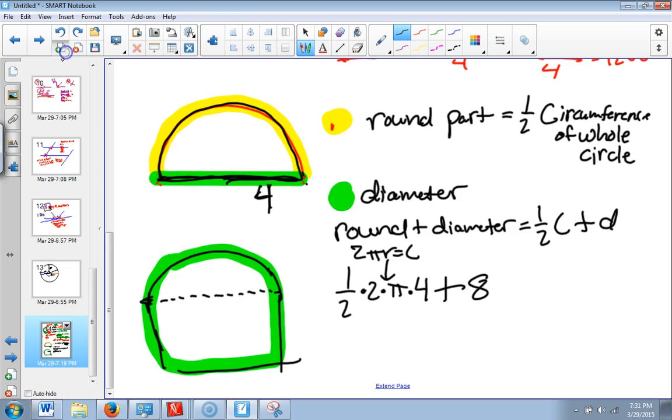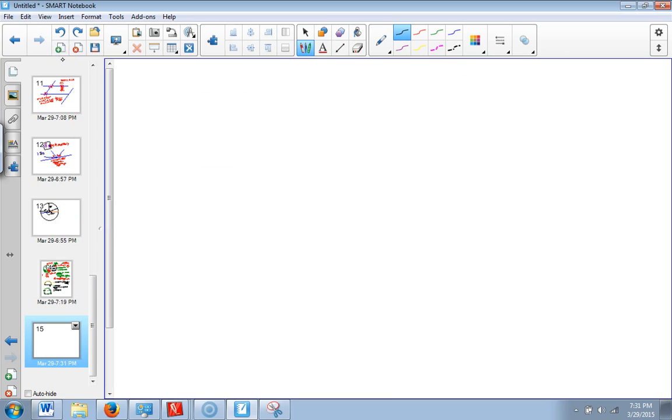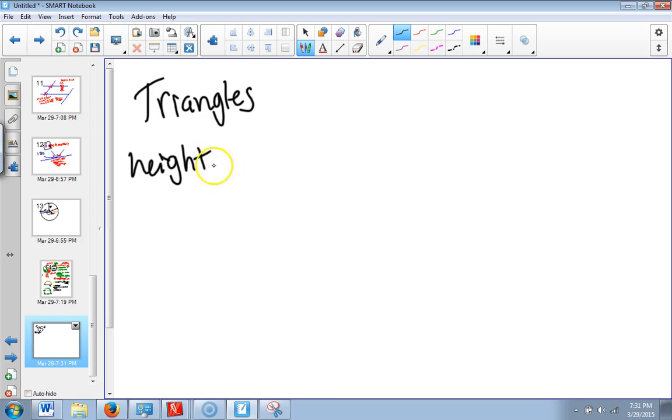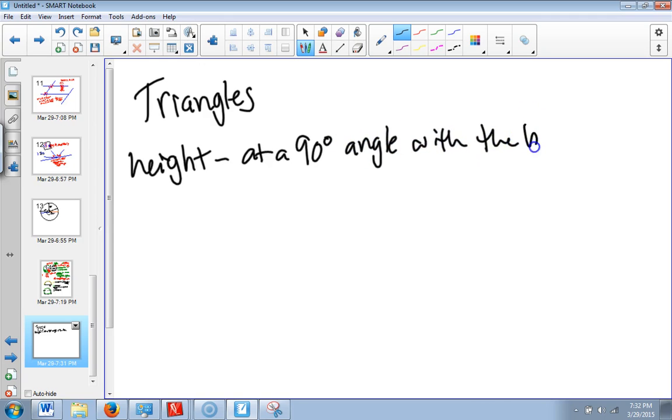So the next one that's kind of tricky is the triangles, because with triangles, we need the height. And the height is not always one of the sides. So triangles, we need the height. And the thing to remember about the height is that it's always at a 90-degree angle with the base. So, here's my triangle.